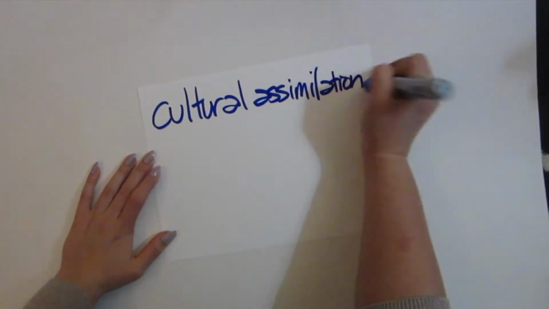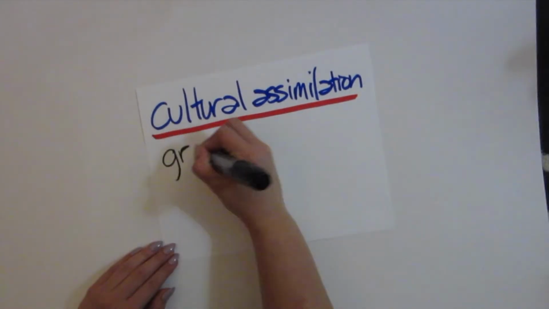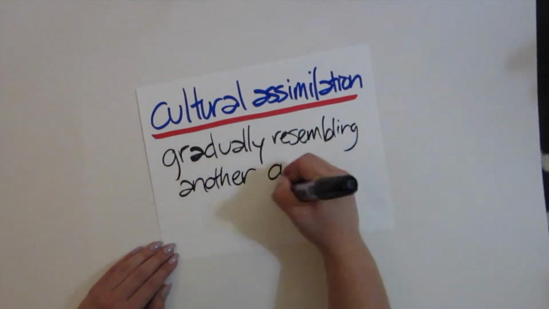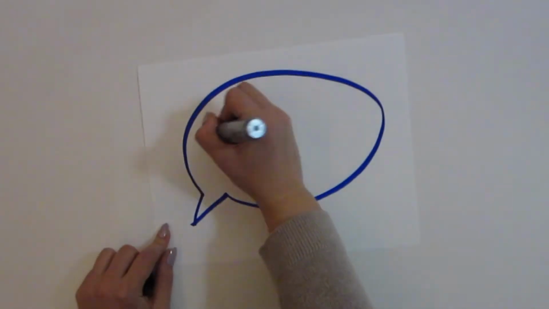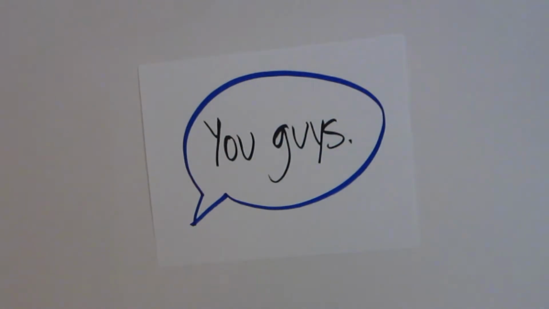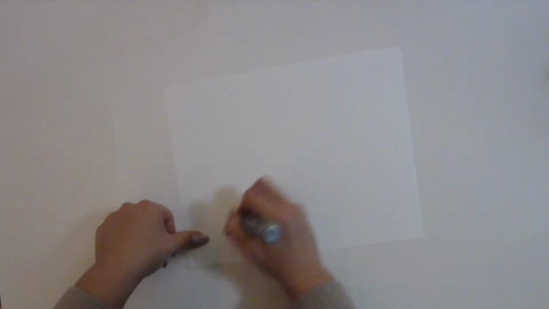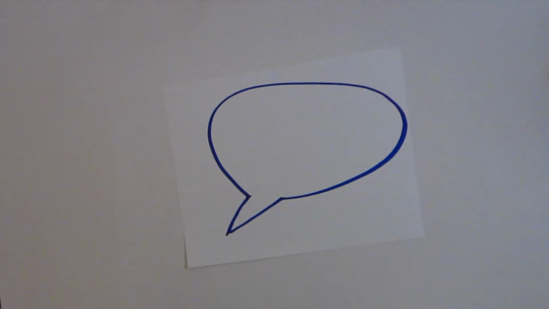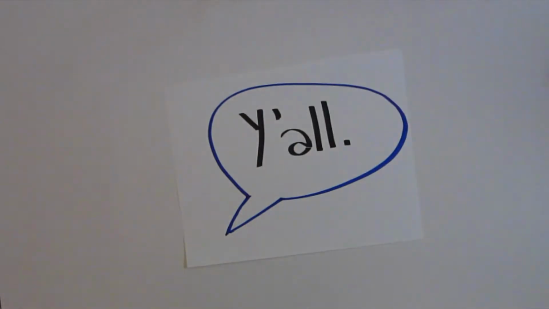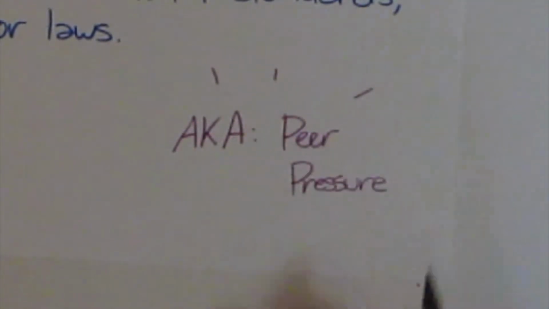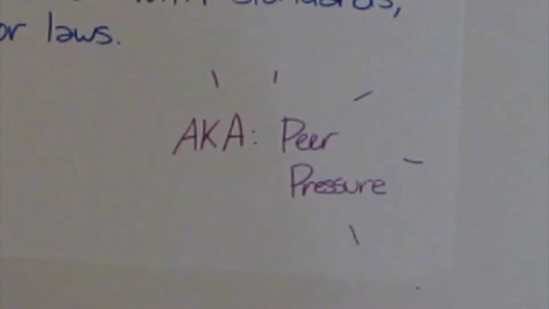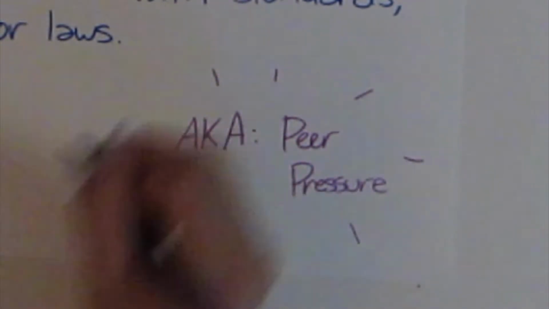In this example, the Northerner begins to say y'all after spending time with their Southern peers. This is a process called cultural assimilation, where a subject gradually resembles another group. By the Northerner changing their dialect from you guys to y'all, they show an example of cultural assimilation, which in a way is subconscious conformity. Remember that peer pressure I mentioned earlier? It can happen a lot in our regular lives.